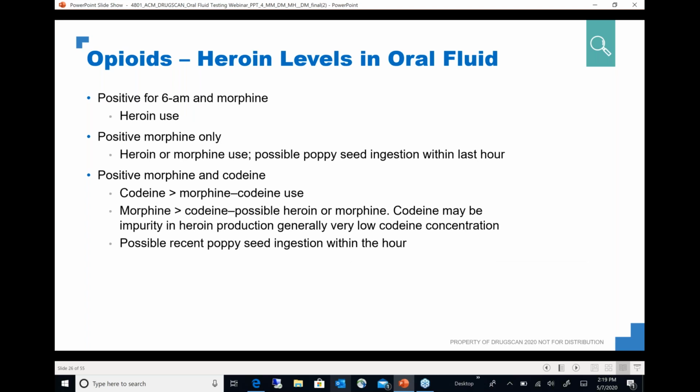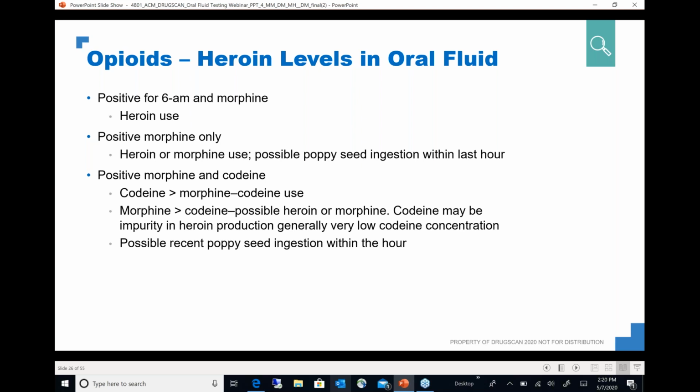Opioids, heroin levels in oral fluid. So if you're looking at the data and you find a positive 6-acetylmorphine and morphine on a report, that's indicative of heroin use. If the morphine is positive only, that does not rule out that the individual ingested heroin. It just may mean that the 6-acetylmorphine is no longer present. It may also mean possible poppy seed ingestion within the last hour.